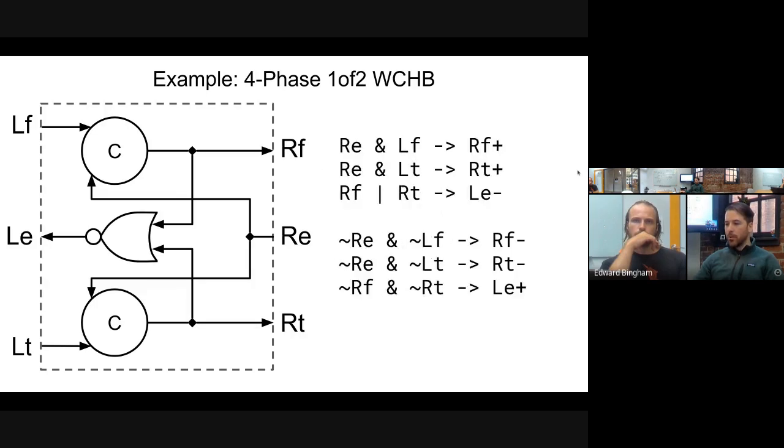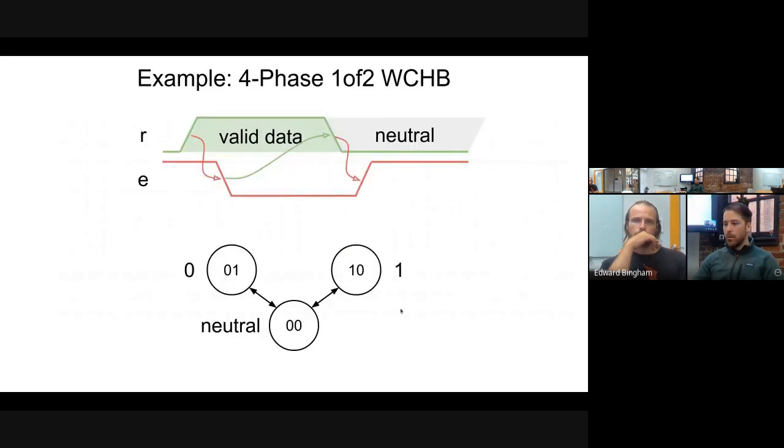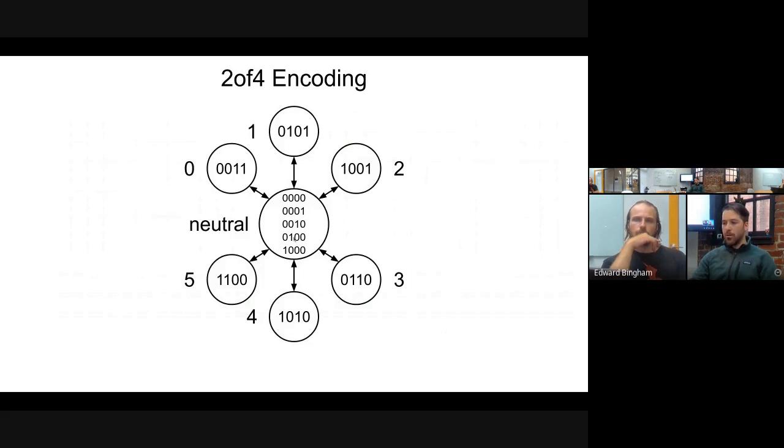So we go back to look at what an encoding looks like. You can tell from just the information encoded in the wires here that this is a valid state or this is a neutral state. If there is a rail that is high, it is a valid state. If there aren't any, then it's a neutral state. If we go back here and look at these neutral states, if there are two rails that are high, it's a valid state. If there are one or zero rails high, then it's a neutral state. So the validity of the data is encoded alongside the data.